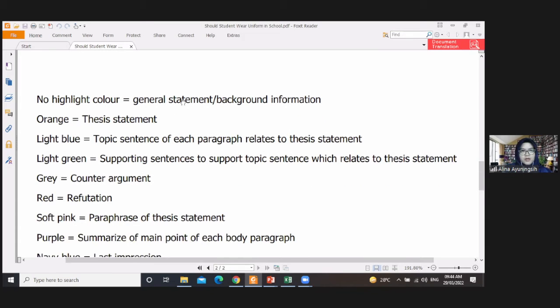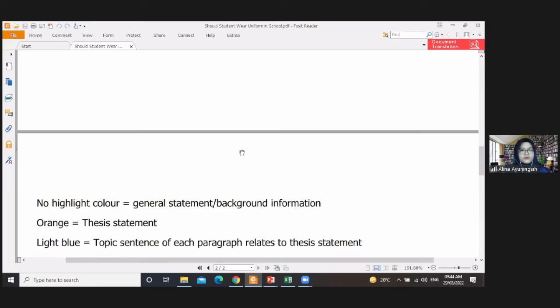So the no highlight color is the general statement or the background information of the topic. The orange or the pink one, like previously, is the thesis statement, and the light blue is the topic sentence. Light green is the supporting sentences. The gray is the counter argument or the refutation.